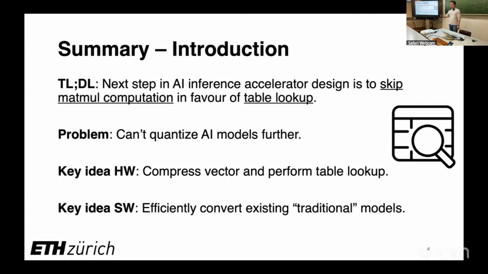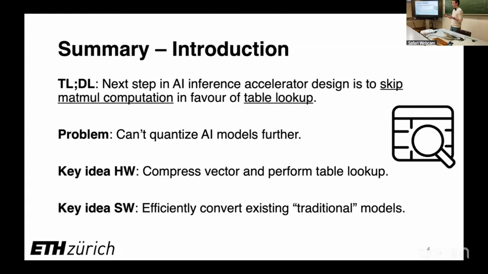Okay, so for the executive summary, the too long didn't listen is, according to the authors, that the next step in AI inference accelerator design is to skip the actual computation, the multiply and accumulate, for instance, in favor of lookup in pre-computed lookup tables. And the problem is that they are trying to reduce the model size because, as we saw in the previous presentation, models are now in the hundreds and hundreds of billions of parameters. And they run into the issue that we can't quantize any further, but they provide a solution.